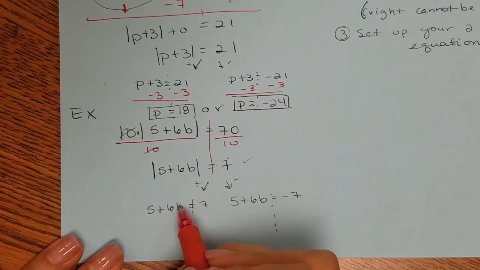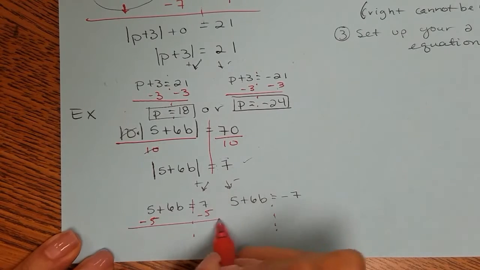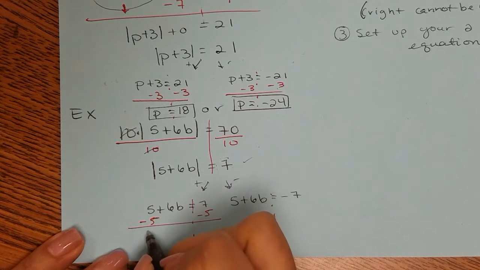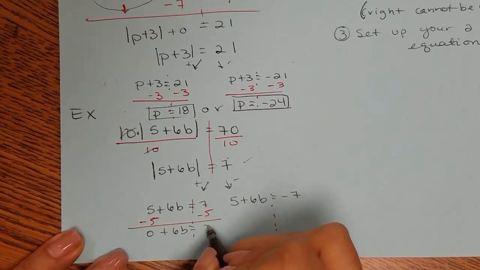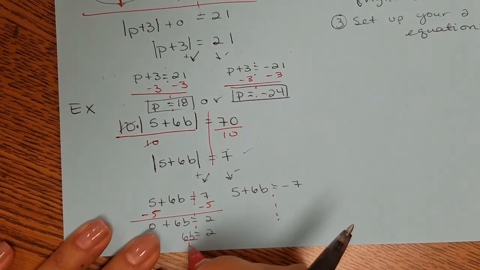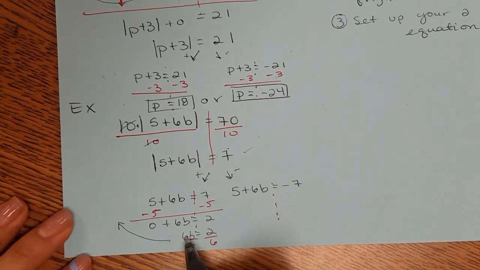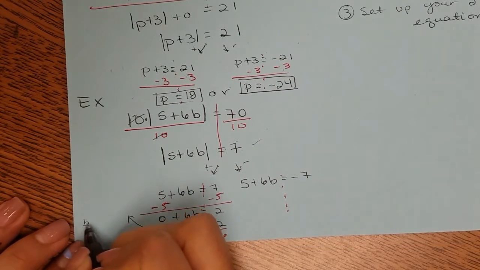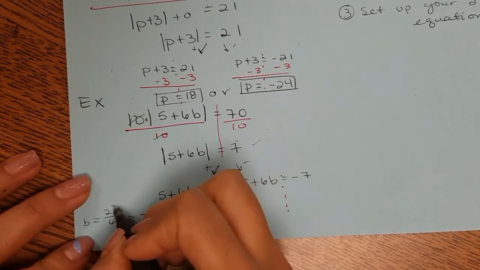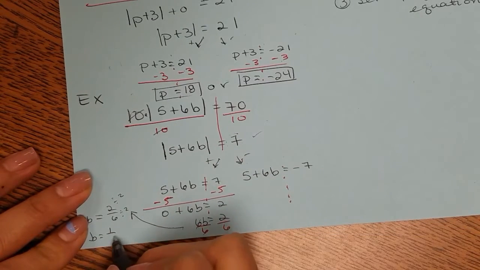We need to get b by itself, so this 5 has to go. Minus 5 on each side. That's going to go to 0. So you have 0 plus 6b is equal to 2. 6b equals 2. Divide both sides by 6. That's going to go to 1. So we're left with b is equal to 2 over 6. We can divide both sides by 2. B is equal to 1 over 3.